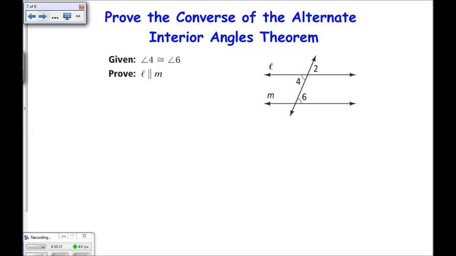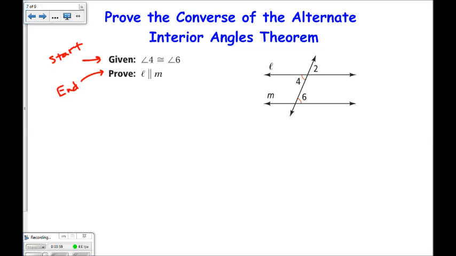Now let's move into proving some of these theorems. Okay, let's prove the converse of the alternate interior angles theorem. So we'll start with our given. We always start with the given, and we use deductive reasoning to explain why this is always true. Okay, now why should L and M be parallel? If we start with angles 4 and 6 being congruent.